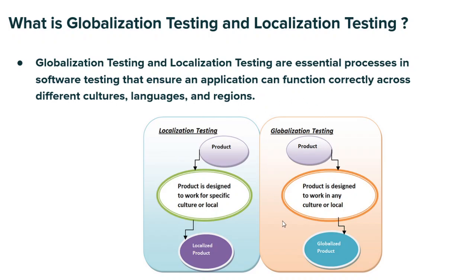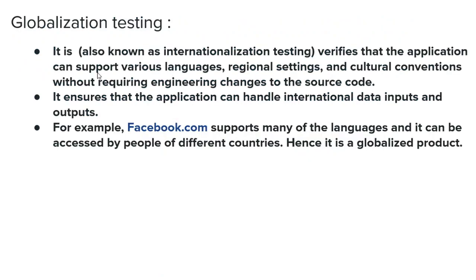Just understand, globalization testing means we have to verify the product which is designed to work in any culture or any locale globally. So that should work globally everywhere. Whereas localization testing means we have to verify the product which is designed to work for a specific culture or specific region only. So that product will be working in a specific region or specific culture area only. That comes under localization testing. Now let's go one by one.